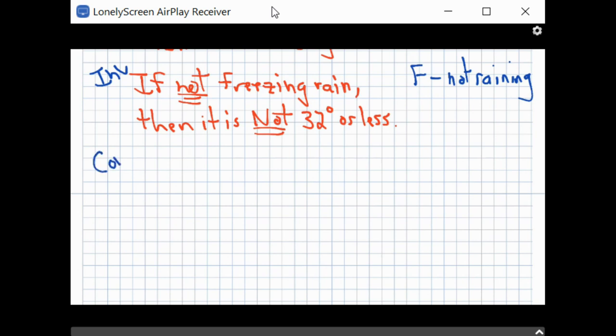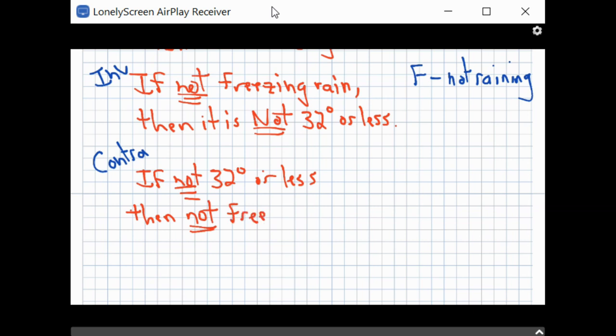All righty, contrapositive. That's where we switch the conclusion and the hypothesis and negate both of them. So if not 32 degrees or less, then not freezing rain.